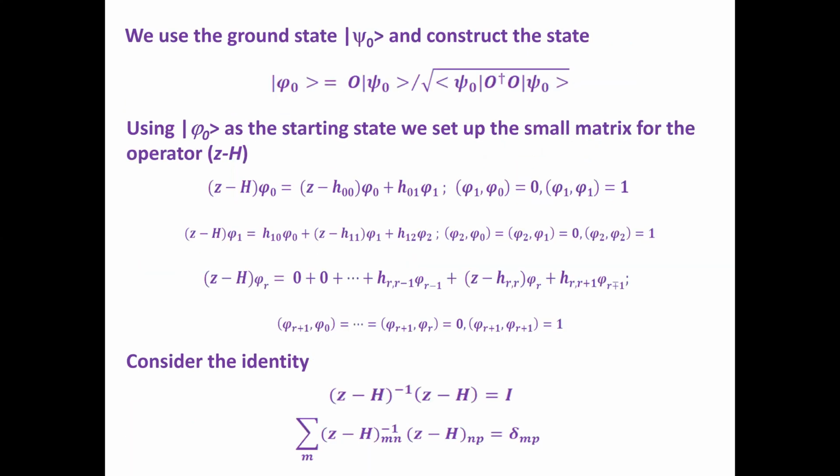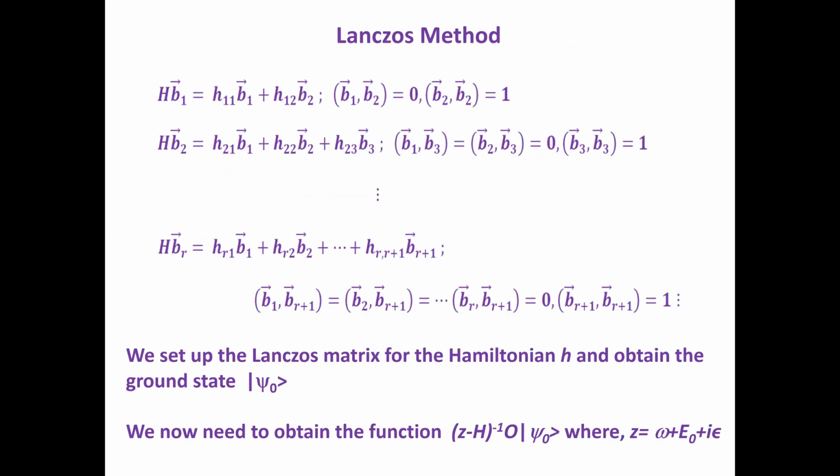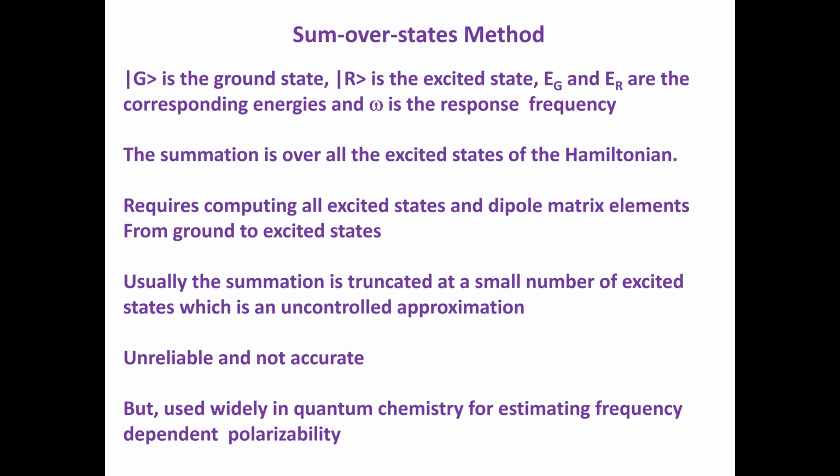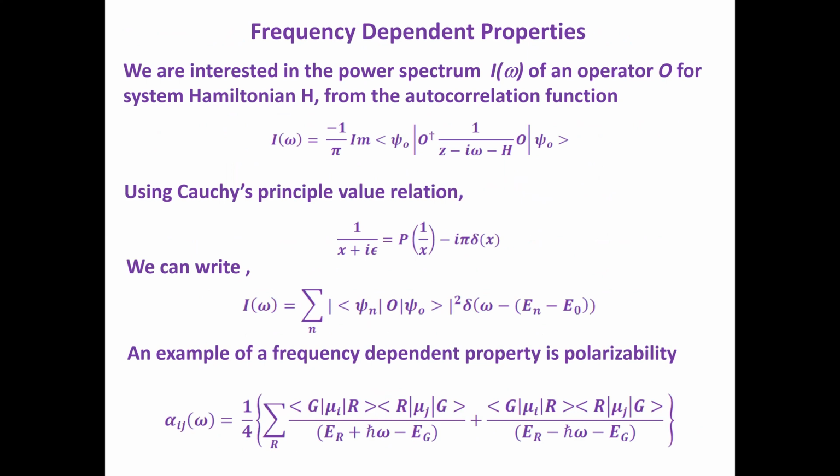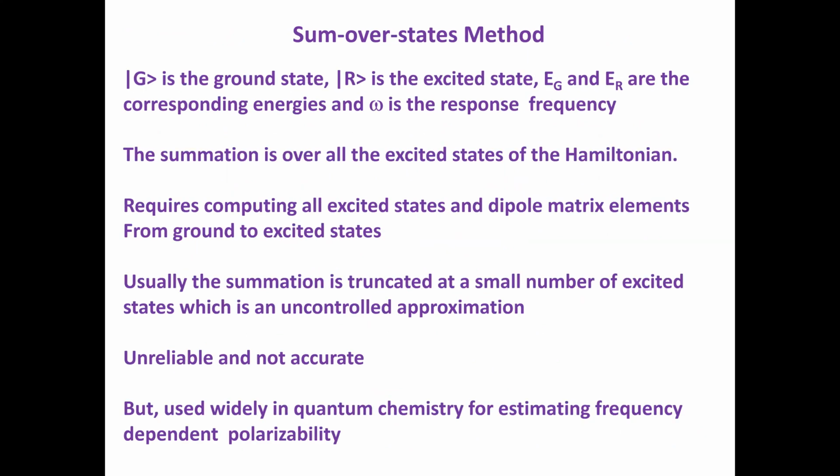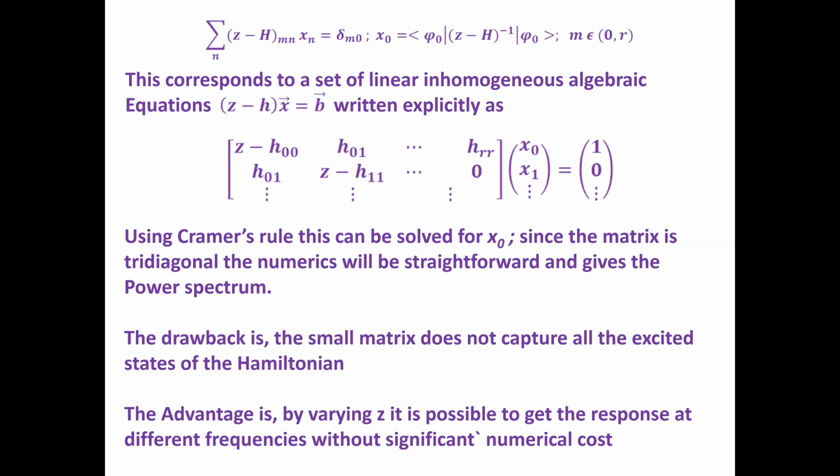So if you substitute back into this expression, you have O psi naught, O dagger psi naught on the left side, and you have 1 upon z minus i omega h here. So what you are going to get is actually the power spectrum. So x0 corresponds to the power spectrum.